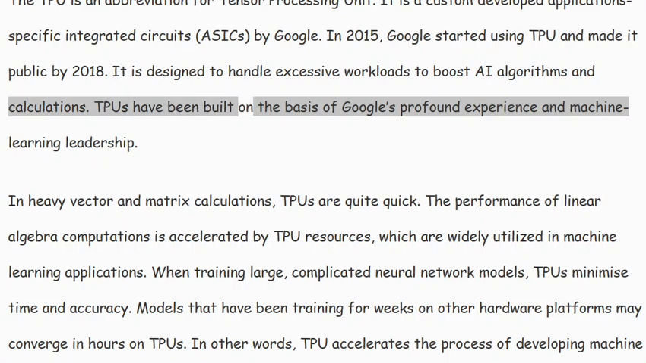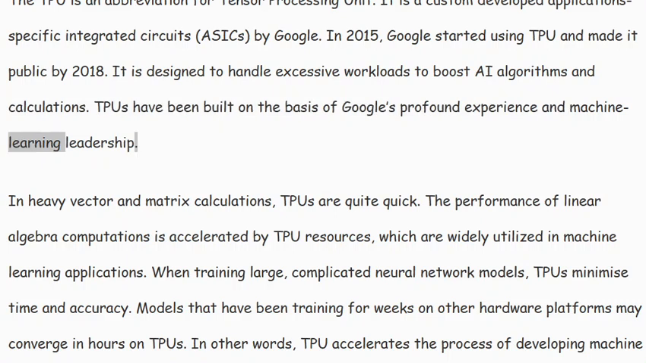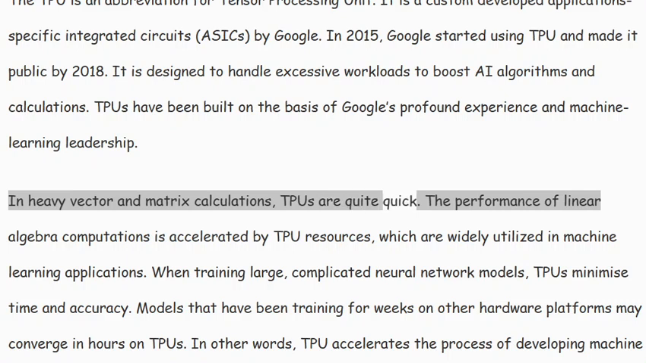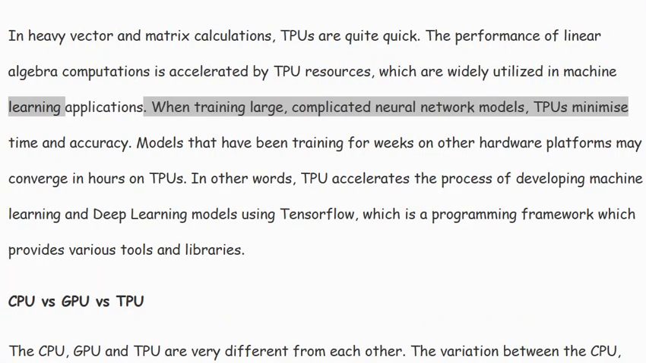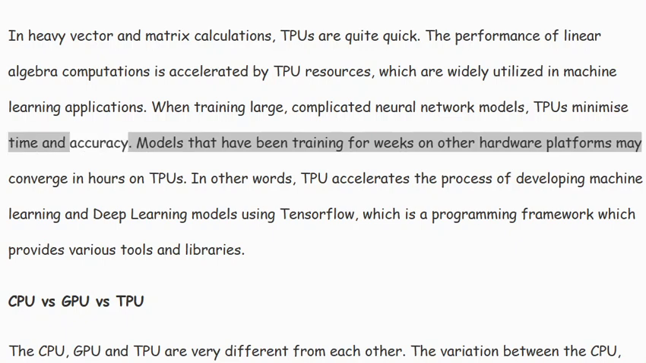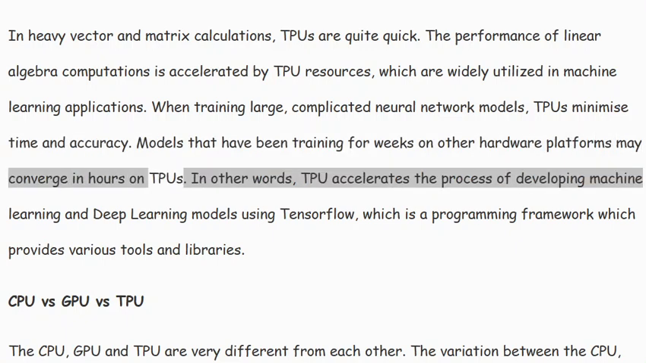TPUs have been built on the basis of Google's profound experience and machine learning leadership. In heavy vector and matrix calculations, TPUs are quite quick. The performance of linear algebra computations is accelerated by TPU resources, which are widely utilized in machine learning applications. When training large, complicated neural network models, TPUs minimize time and accuracy loss. Models that have been training for weeks on other hardware platforms may converge in hours on TPUs.